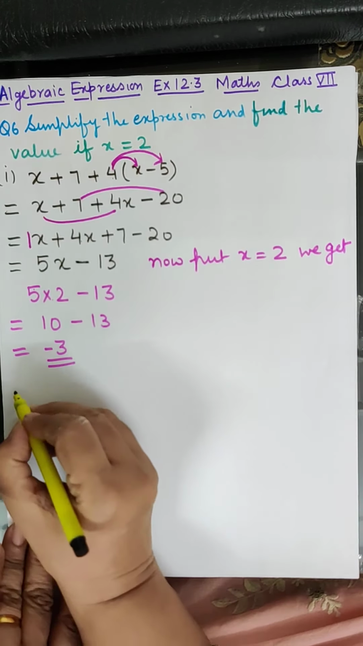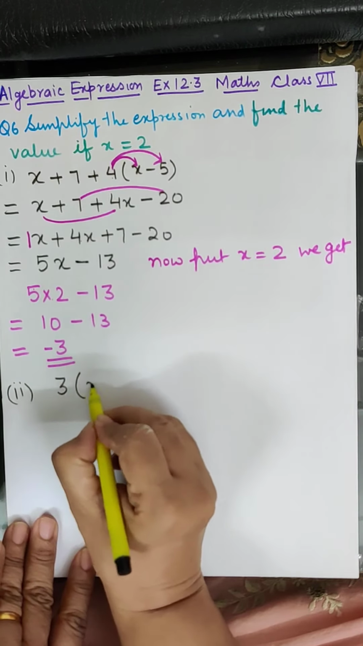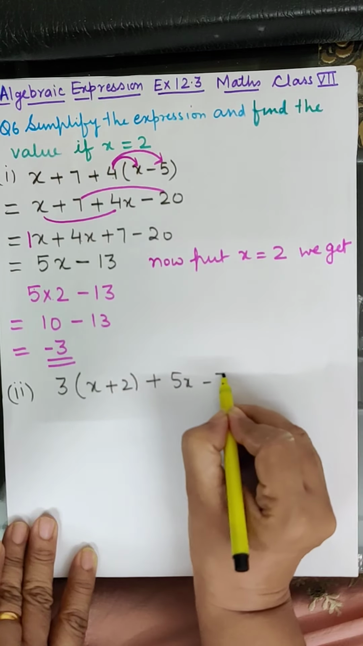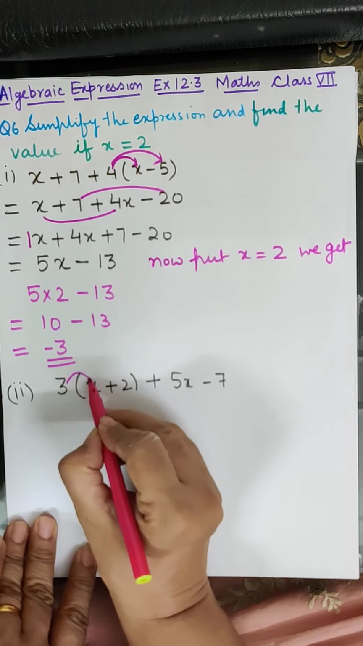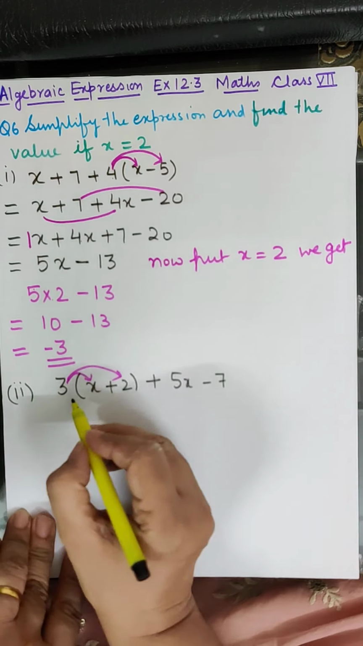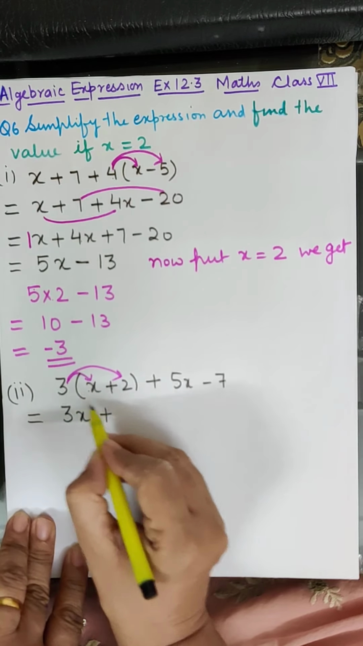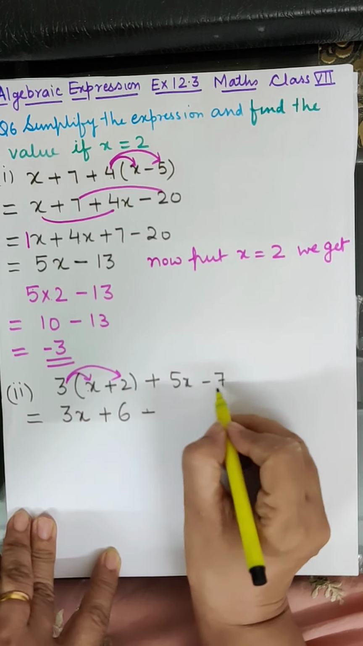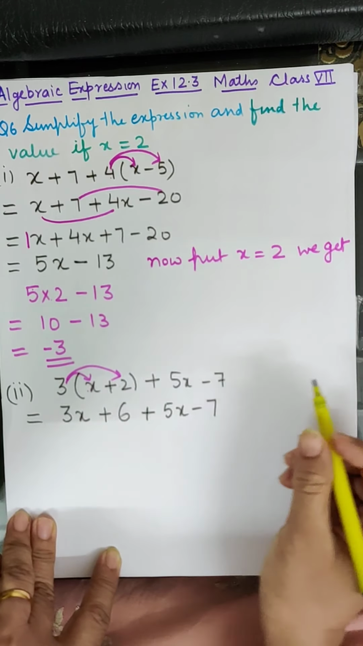Now we come to the second part of the question. Second part of the question is 3 within bracket x plus 2 plus 5x minus 7. Okay? Now we open this bracket. This 3 is multiplied by x and this 3 is multiplied by 2 also. So what do we get? We get 3 into x is 3x. Now this plus sign, and 3 into 2 is 6. Alright. Now we write here plus 5x minus 7.